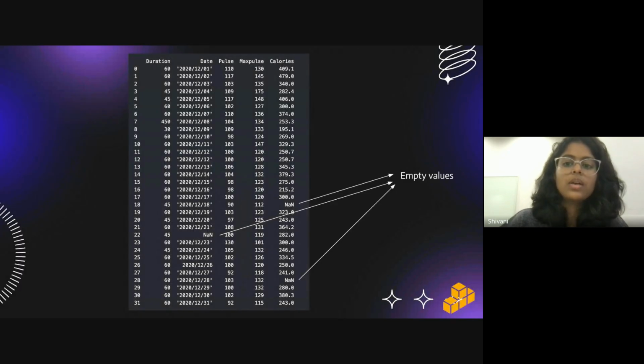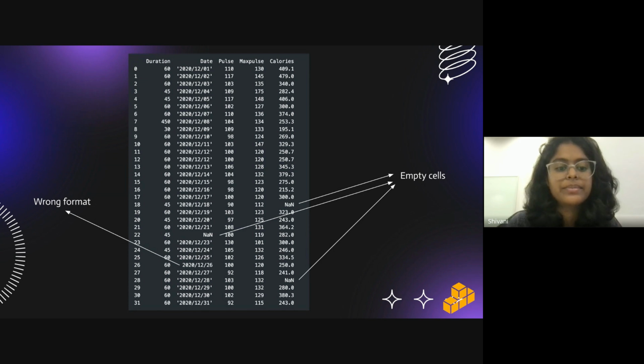So firstly, we see empty values. There are 3 empty values, one on row 22, one on row 18, and one on row 28. They are indicated by NaN, which is, as was said earlier, values that are not available, also known as null values. Here we have a wrong format. You see every other date is a string. However, this is not a string, it is not within quotes. So that is one error.